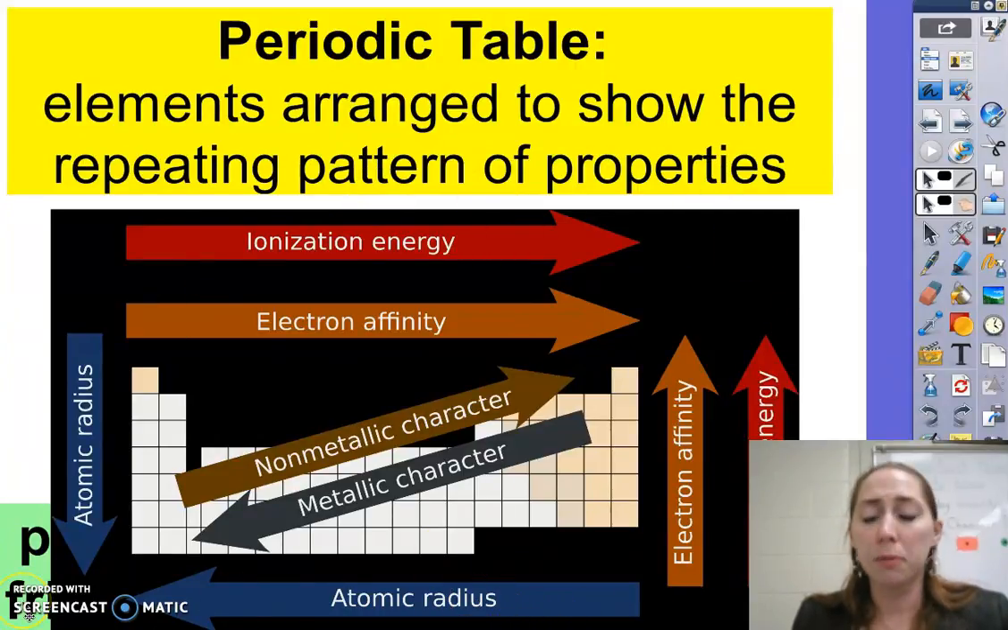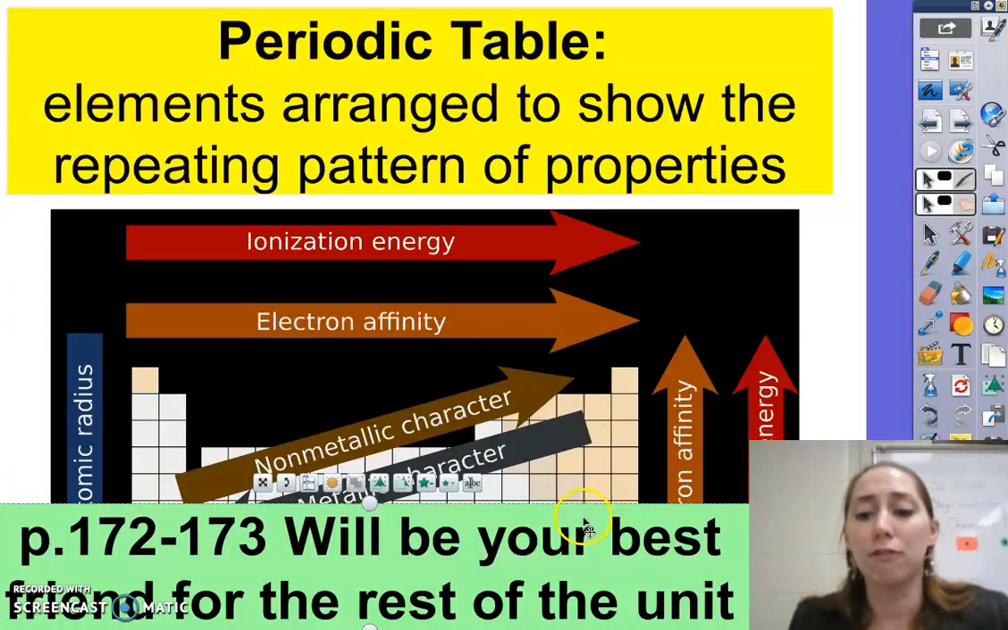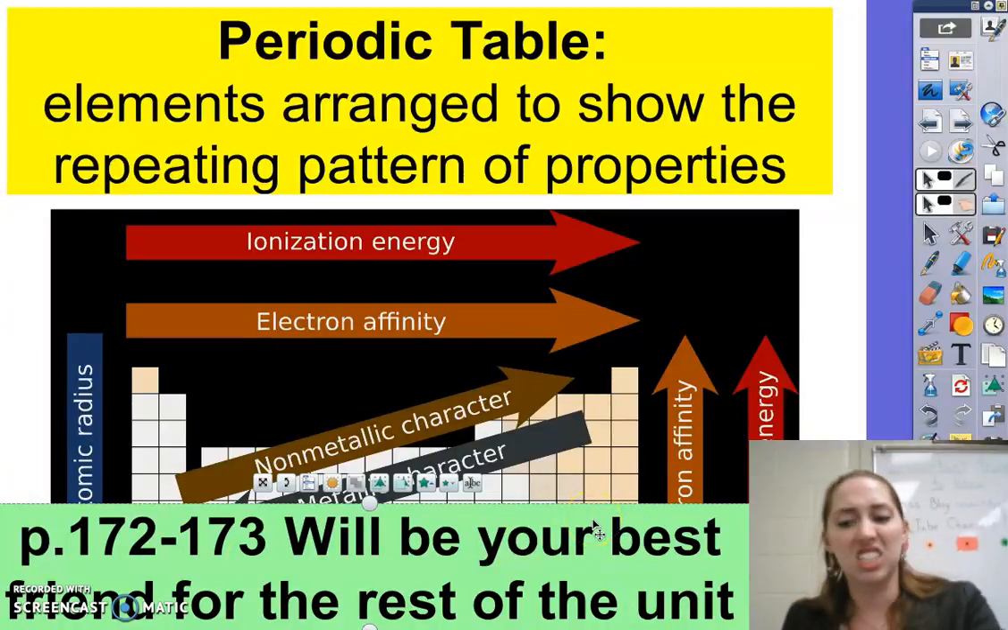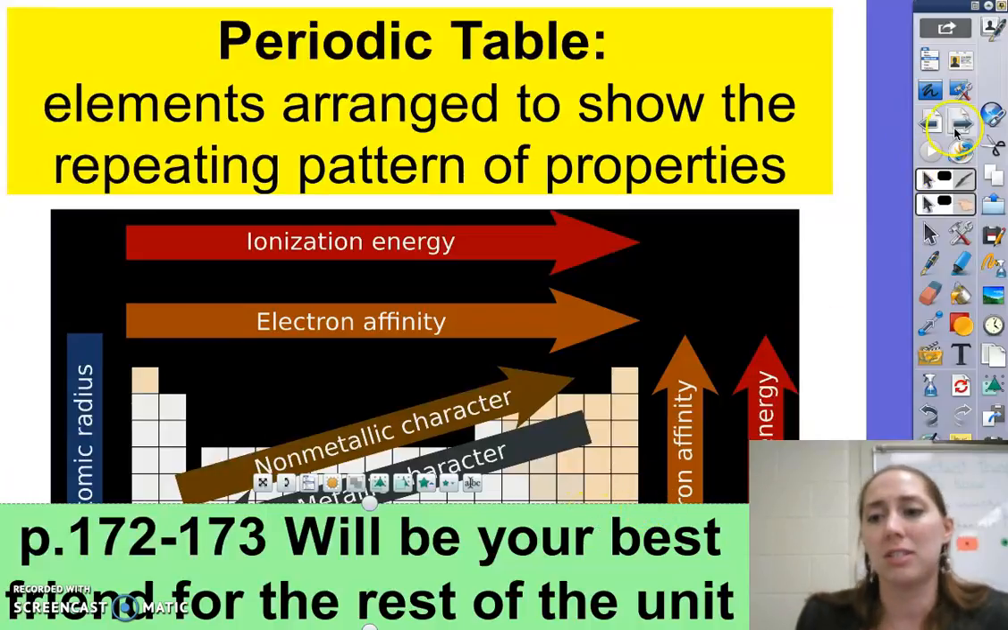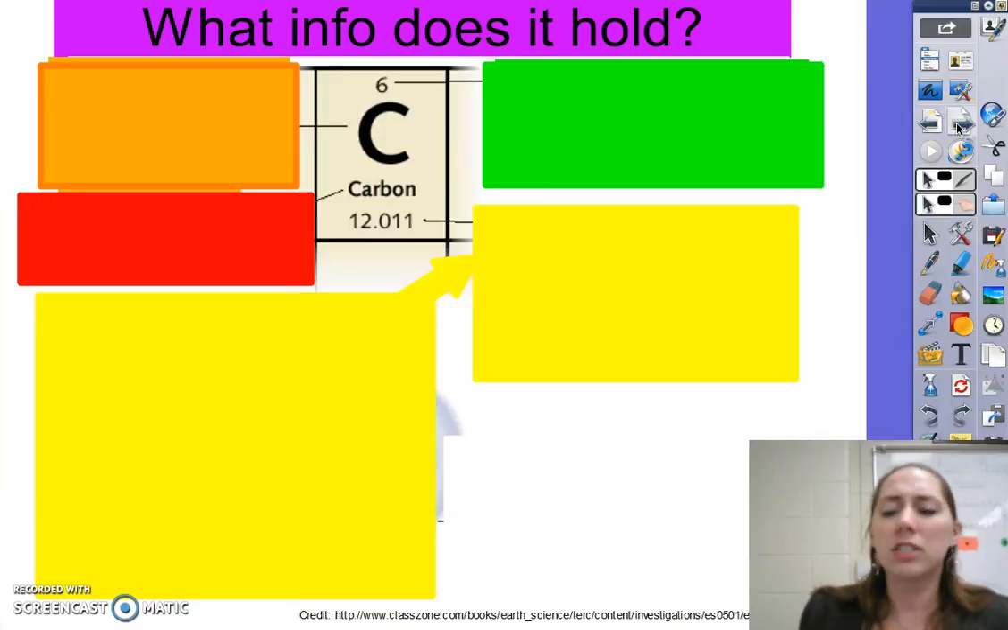Now, for your periodic table, I recommend you start looking at page 172 and 173 in your textbook. It is going to be your friend for the rest of this unit. Get familiar, dog-ear those pages, stick a sticky note there, know those pages. So, now that we talked about what Mendeleev discovered, let's talk about what information is found on that periodic table.